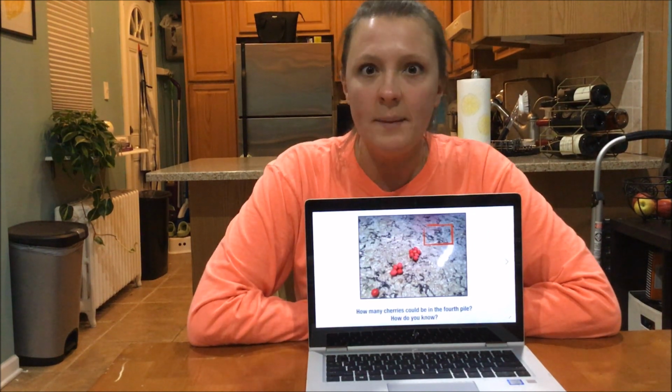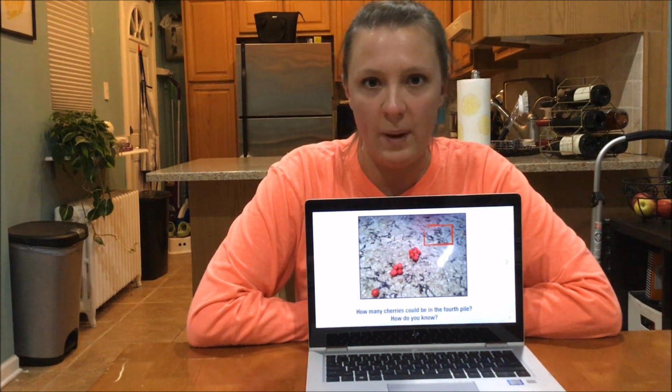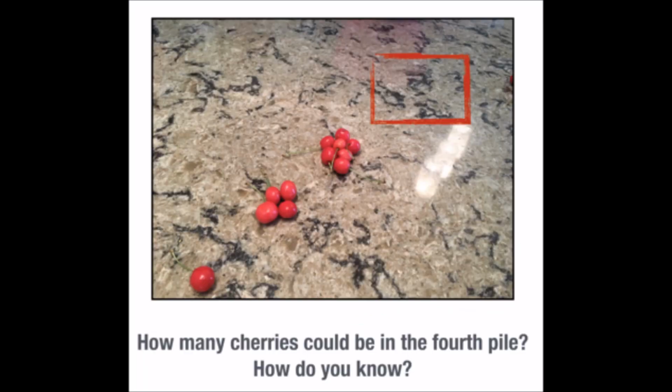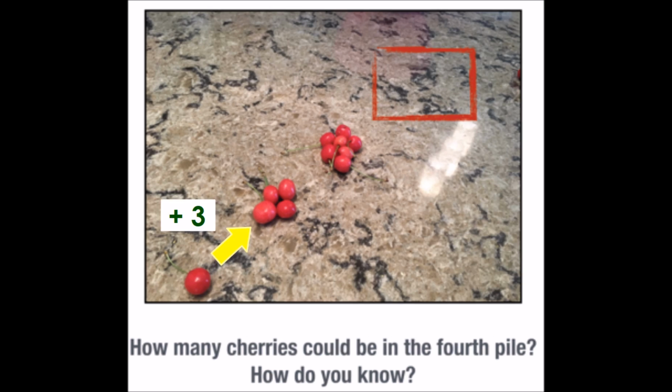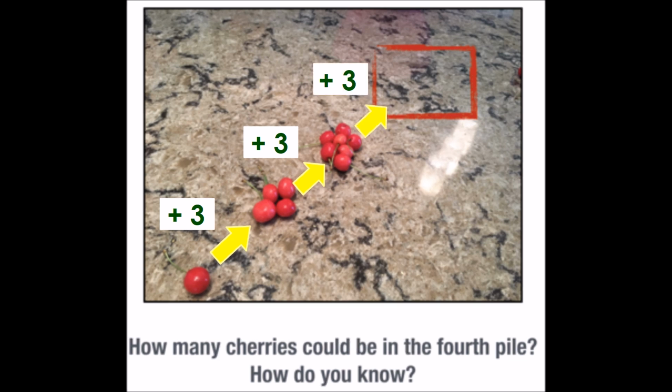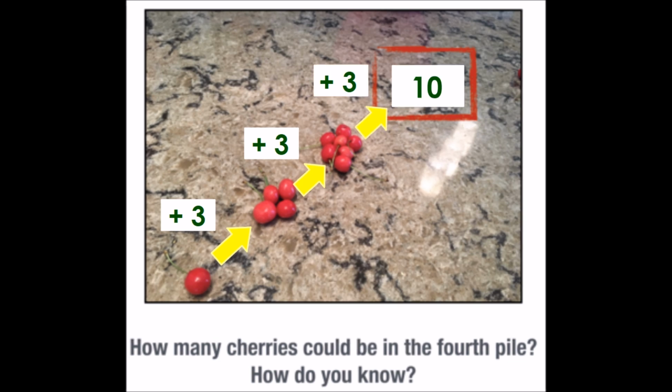Let's discuss. How many cherries do you think will be in the 4th pile? Well, let's see. We have 1 in the 1st pile, and then 4 in the 2nd pile. That's an increase of 3. We have 7 in the 3rd pile, and to go from 4 to 7 is another increase of 3. Therefore, after our pile of 7, we'll have to increase by 3 again. 7 plus 3 equals 10. The 4th pile should have 10 cherries.